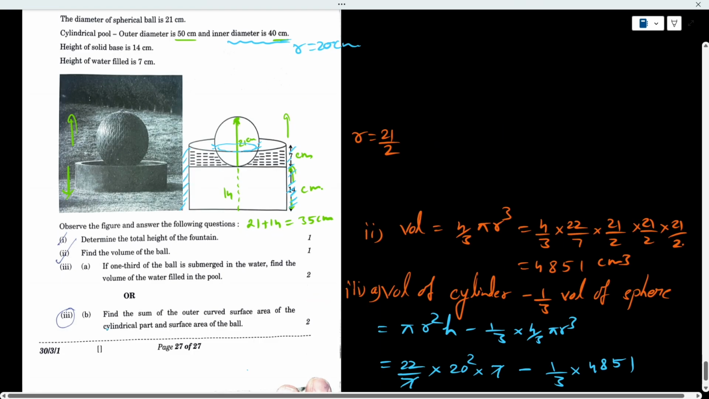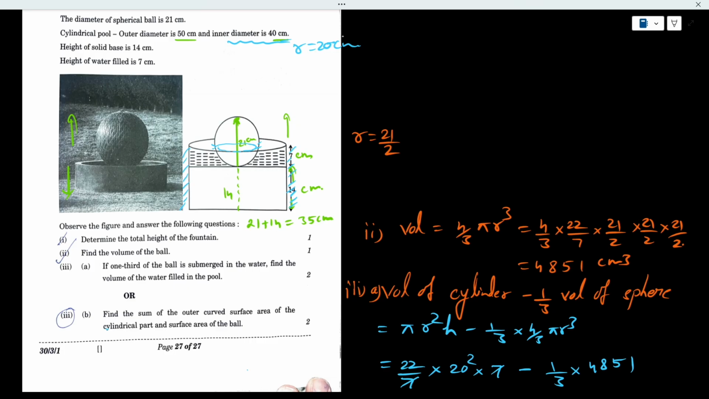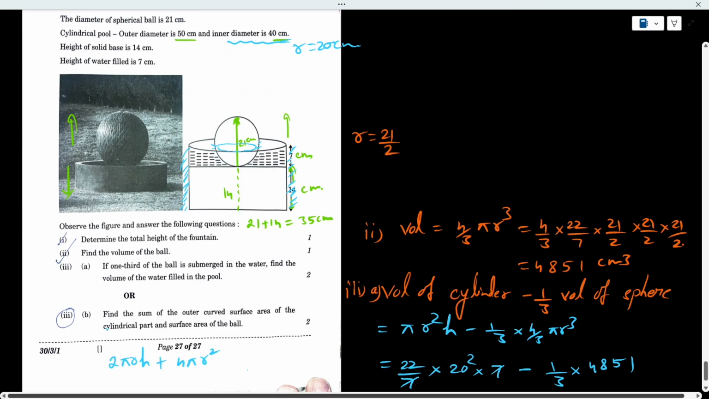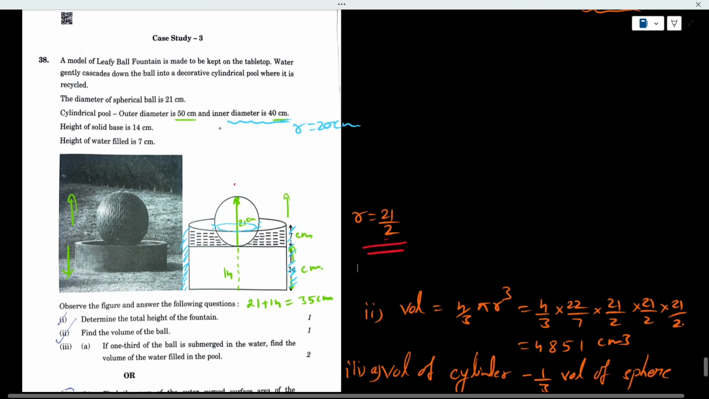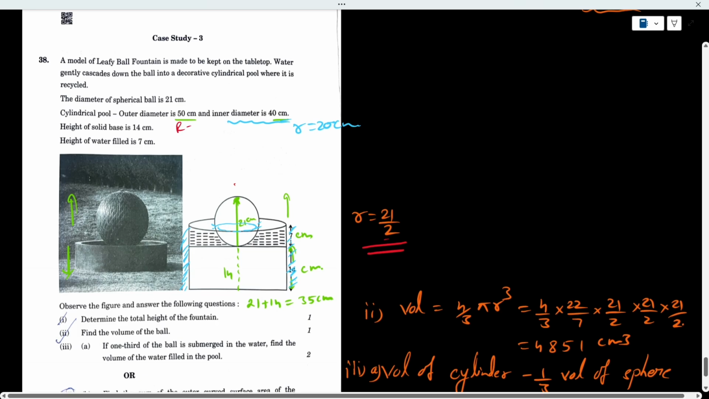Now in this question, we need to find the sum of the outer curved surface area of the cylindrical part, that means this part, and the surface area of the ball. So you know the outer curved surface area will be 2 pi rh plus 4 pi r square, that is the surface area of the ball. Now the two r's are not the same, correct? Here for the spherical ball r is 21 by 2, and for this the outer diameter was 50 centimeters, so the radius is going to be 25 centimeters.